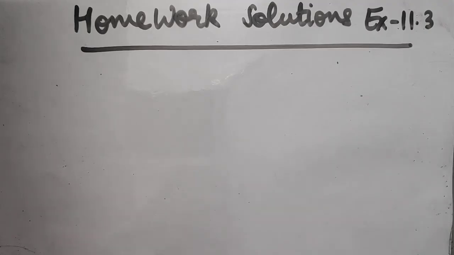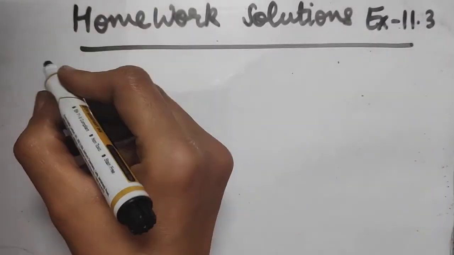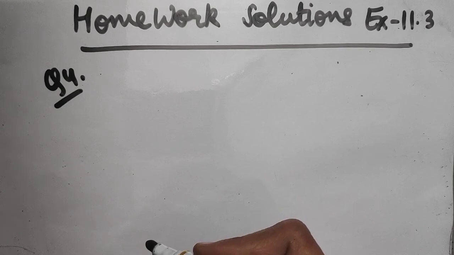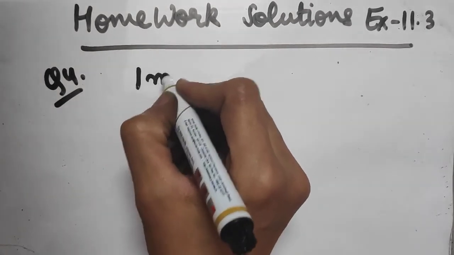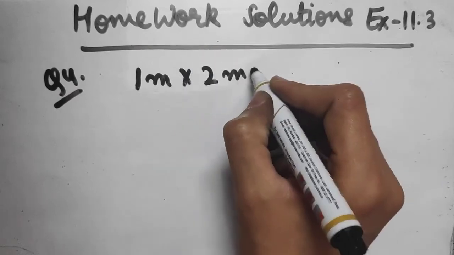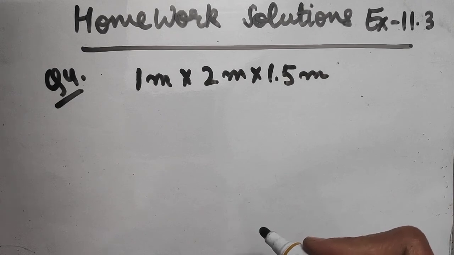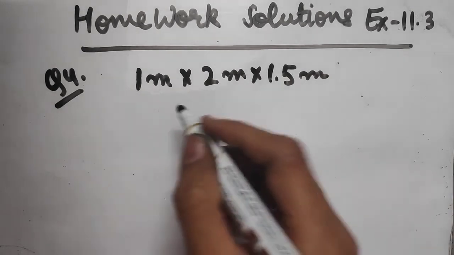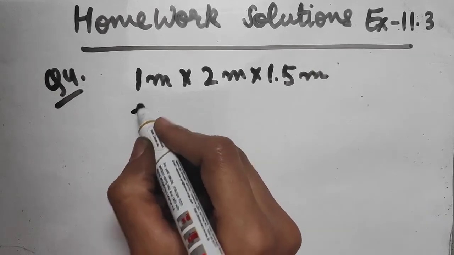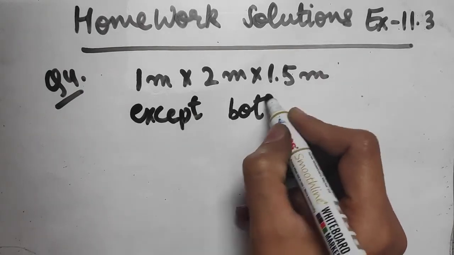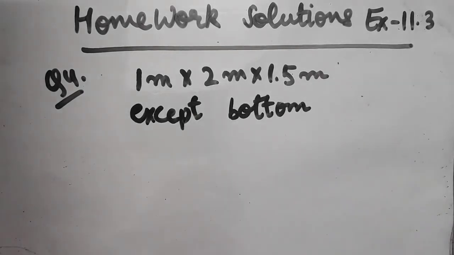Now I am going to discuss homework solutions of exercise 11.3. I am firstly discussing question number 4. Ruksar painted the outside of a cabinet of measure 1 meter into 2 meters into 1.5 meters. How much surface area did she cover if she painted all except the bottom of the cabinet? We are not supposed to take the area of the bottom. Except the bottom, she has to cover the complete rest of the cabinet.